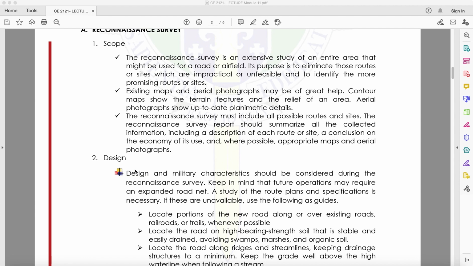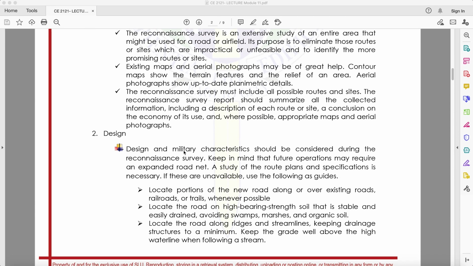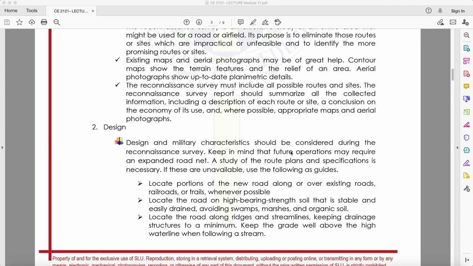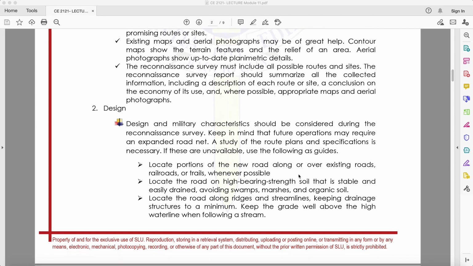Now, design and military characteristics should be considered during the reconnaissance survey. So keep in mind that future operations may require an expanded road net. A study of the route plans and specifications is necessary. If these are unavailable, use the following as guidelines.